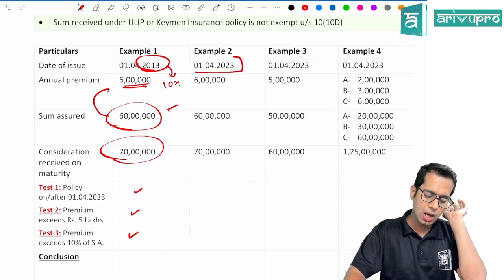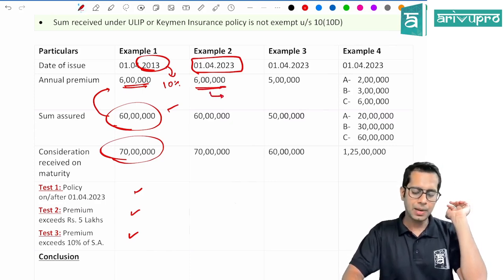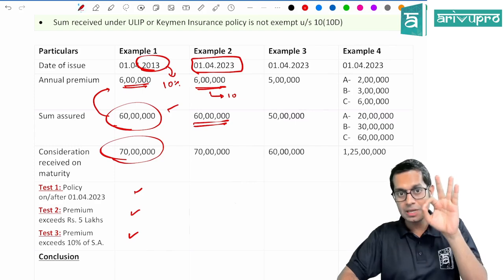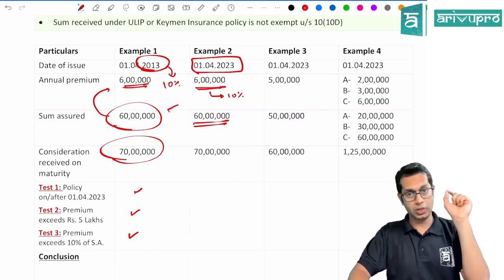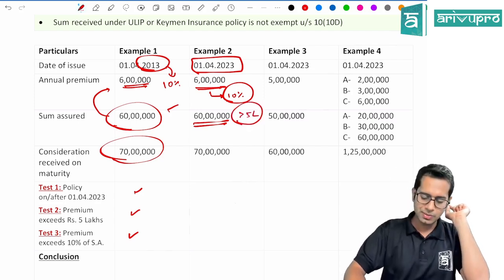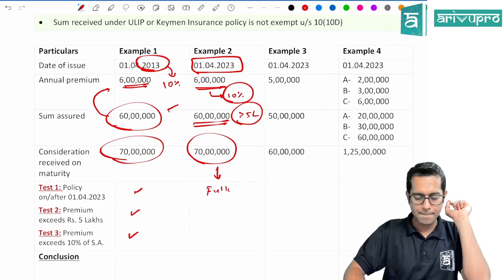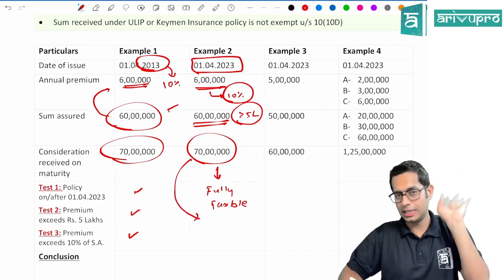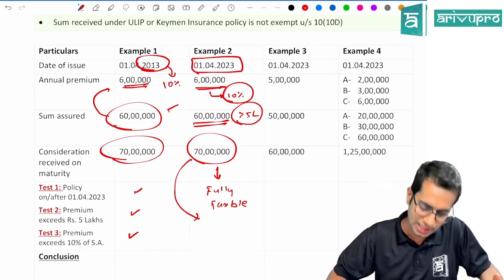Second case, policy is taken on 1/4/2023. How much is the premium which I am paying? 6 lakh rupees. It is a 60 lakh rupees policy. The premium which I am paying is 10% of that, which is 6 lakh. However, please note, though it is within the limit of 10%, can I say the premium is more than 5 lakh? Yes, sir, the premium is more than 5 lakhs. Now this 70 lakh rupees which I receive at the time of maturity is fully taxable. Sir, what if the 70 lakh is received upon death? Then it is exempt. If the amount is received upon death, completely exempt. Only if it is received upon maturity, it is taxable.